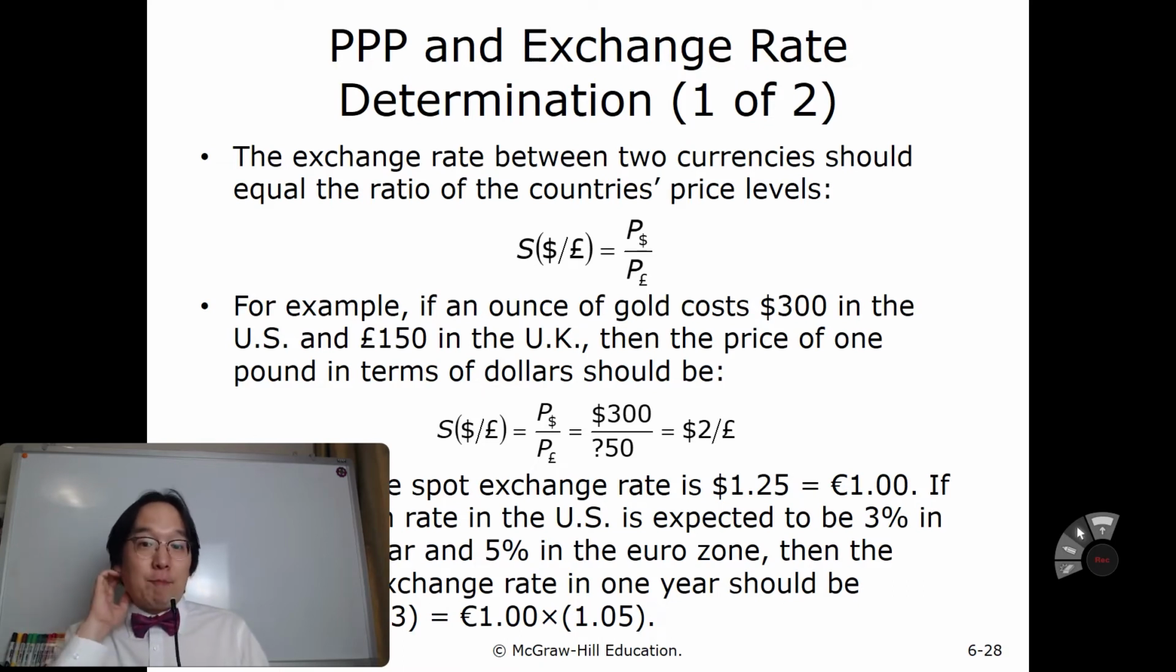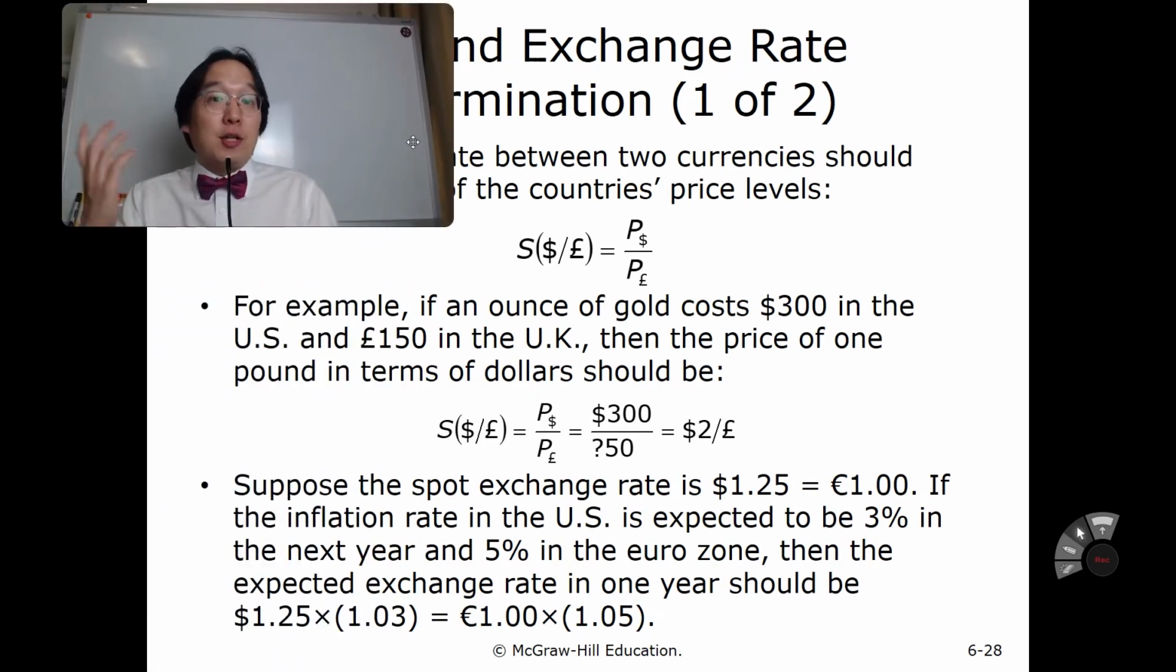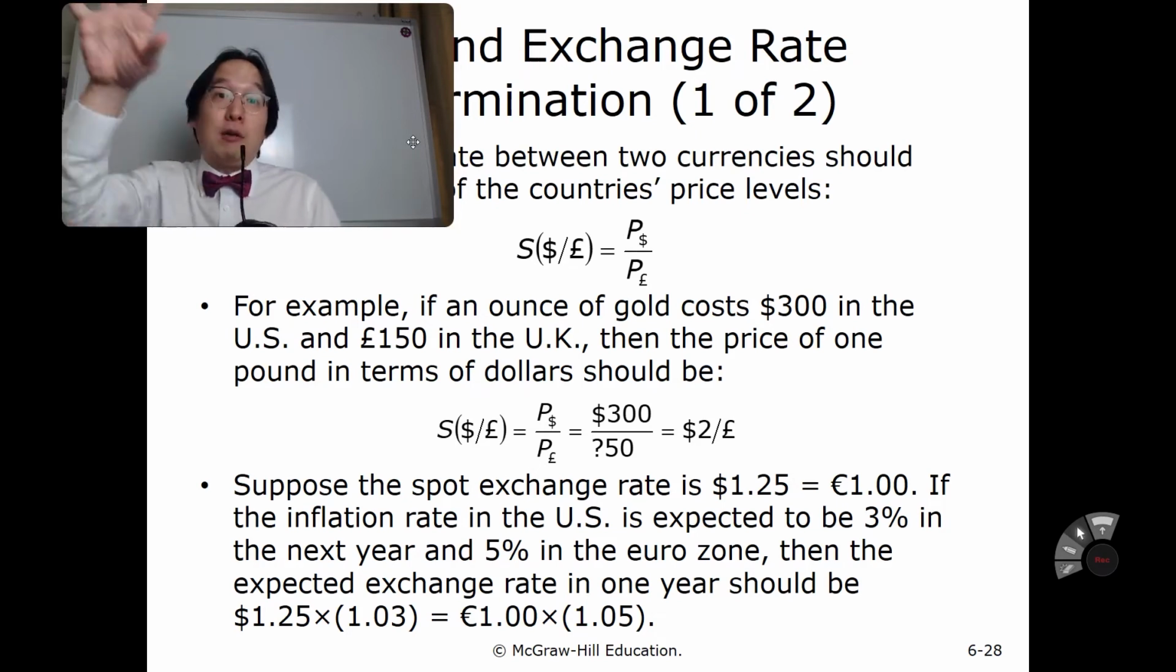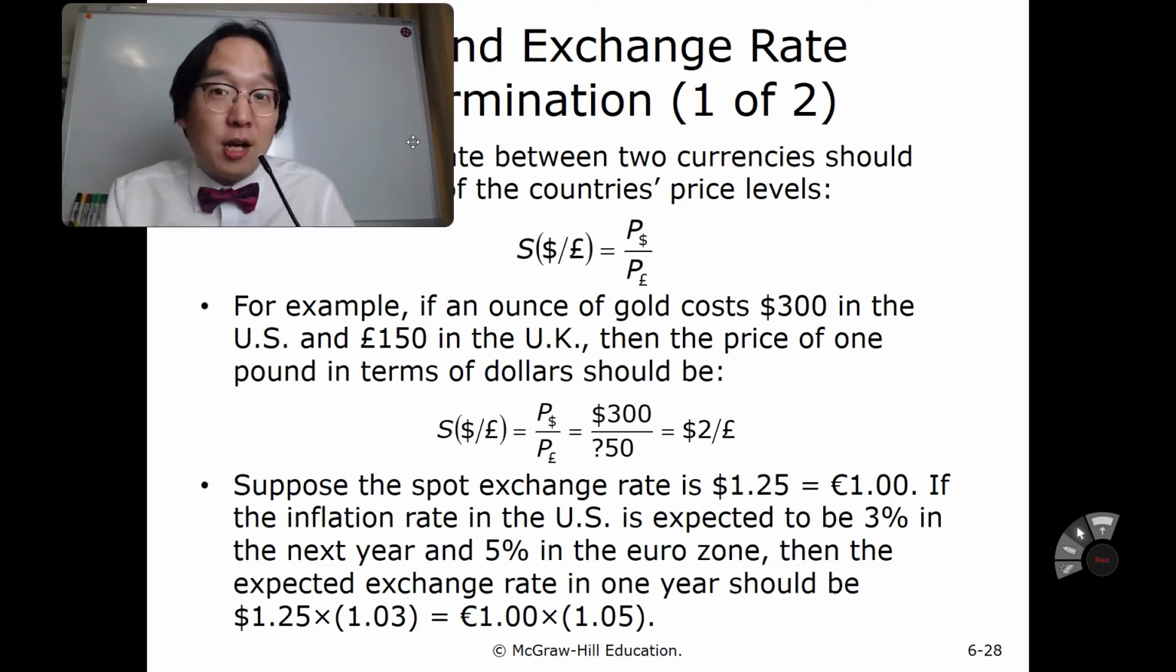For example, if an ounce of gold costs $300 in the US and 150 pounds in the UK, then the price of the pound in terms of dollars should be what? $2. Okay, $2 per pound. That's that. And then, likewise, you can construct a Big Mac index, based on Big Mac prices all around the world. You can refer to it in The Economist magazine.